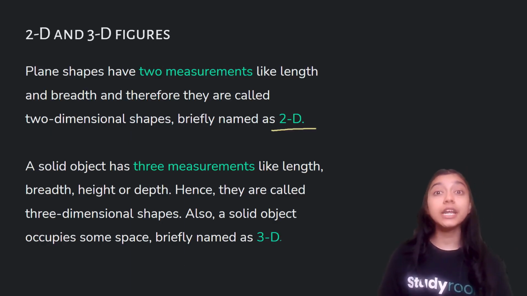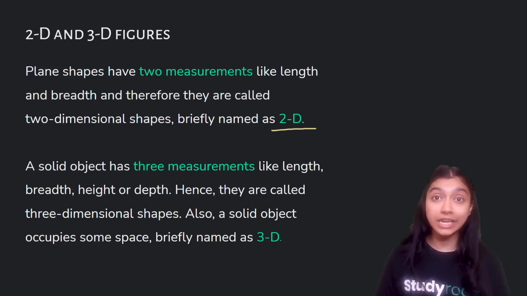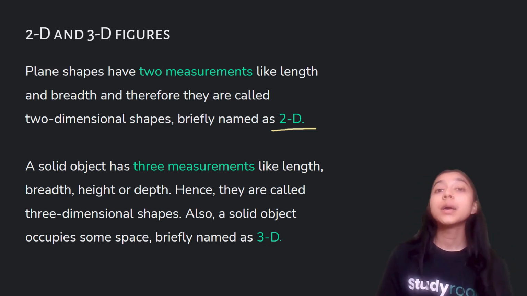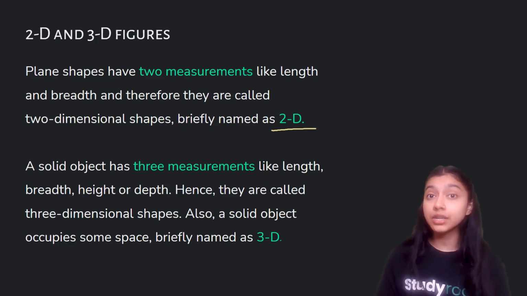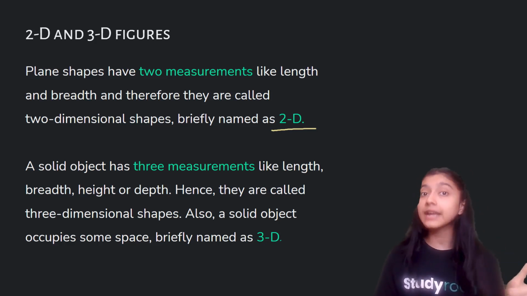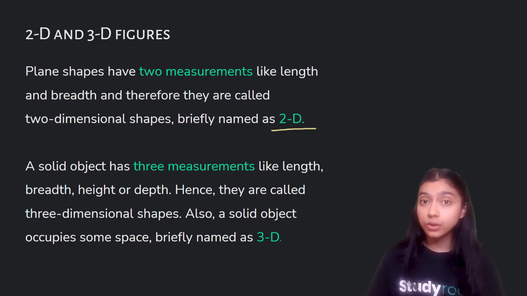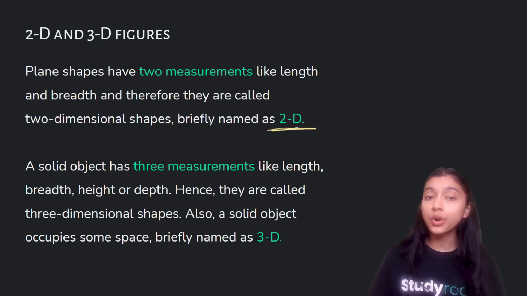The very first thing that I'll be teaching you is two-dimensional and three-dimensional figures. Two-dimensional figures are those plane shapes with two measurements, or we can say two dimensions. Let's take an example of a rectangle. In a rectangle, we have the length and the breadth. So a rectangle has two measurements, so it is a two-dimensional figure. A two-dimensional figure is also written in brief as 2, then a hyphen, and then a capital D. So it is also known as 2D.